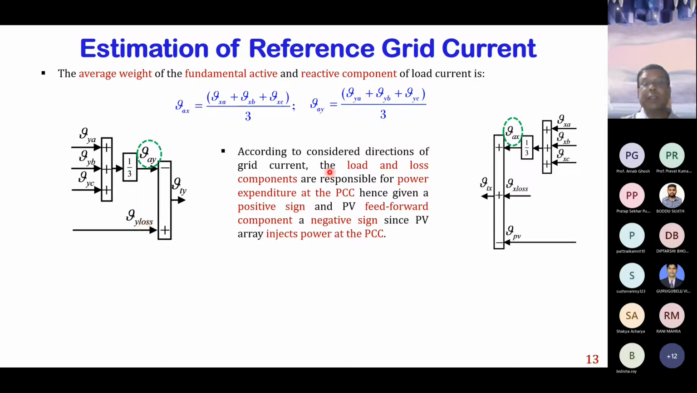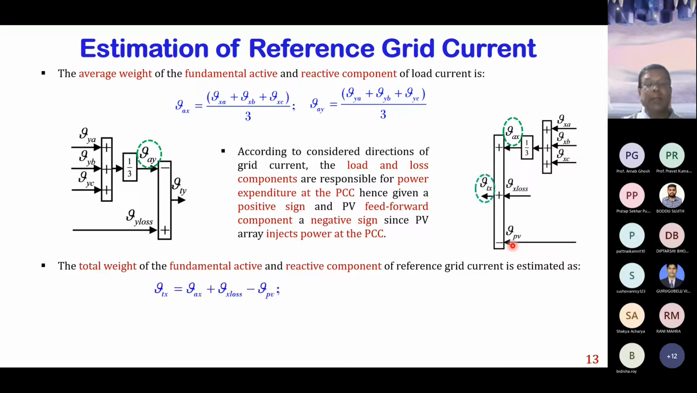According to the considered direction of the grid current, the load and the loss components are responsible for the power expenditure at the PCC, hence giving a positive sign, and the PV feed forward component gets a negative sign, since PV injects power at the PCC. So this is basically the negative sign.